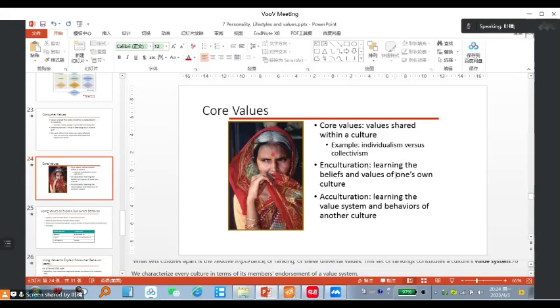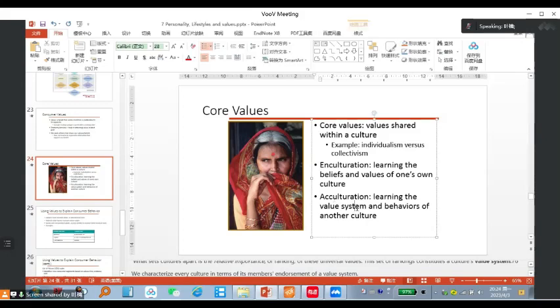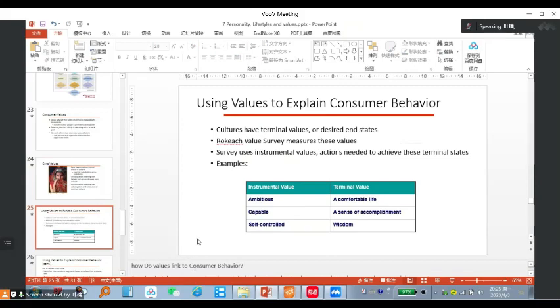Enculturation means learning the beliefs and values of one's own culture. Acculturation means learning the value system and behaviors of another culture. And now we have many forms of cultural communications between different countries, different cultures, and there are many cultural exports to influence consumers in different countries. We can use values to explain consumer behavior.